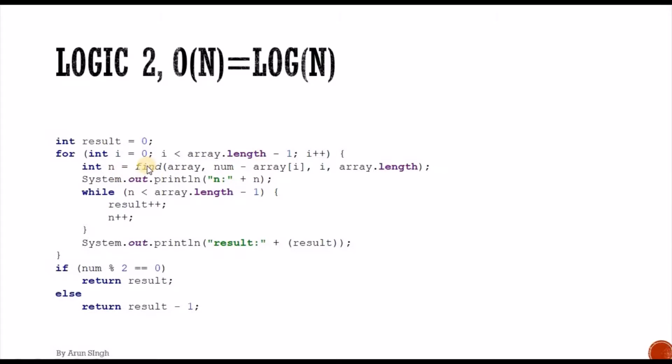But here I am calling the find method. This is the find method of binary search, where I am passing the array here. I am passing the starting element, that is the start index, and I am passing the last index. And here I am passing the number that I need to search. Here I am not passing the num; here I am passing num minus array i. What is this num minus array i?